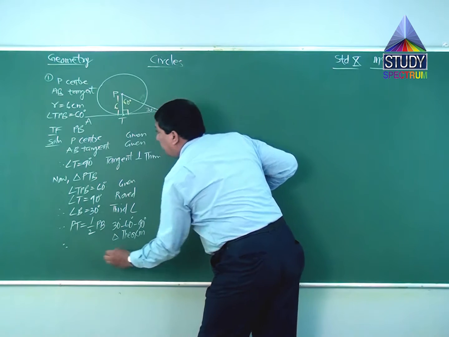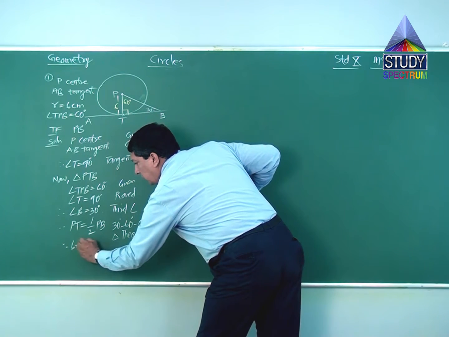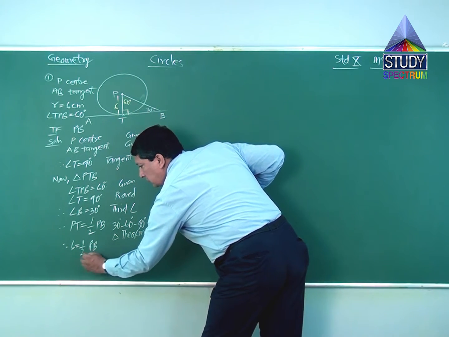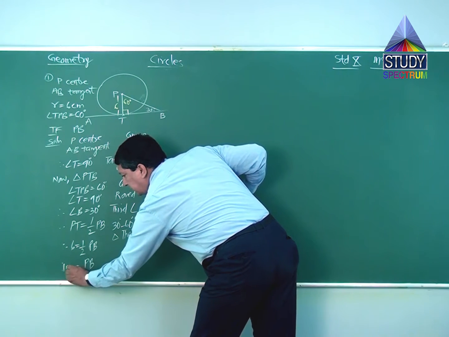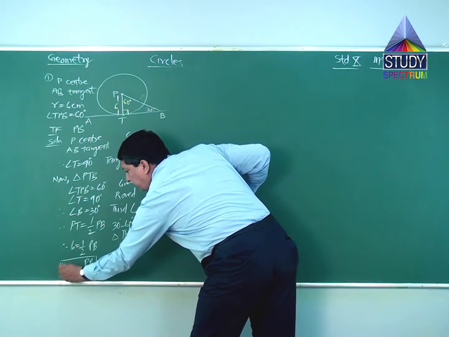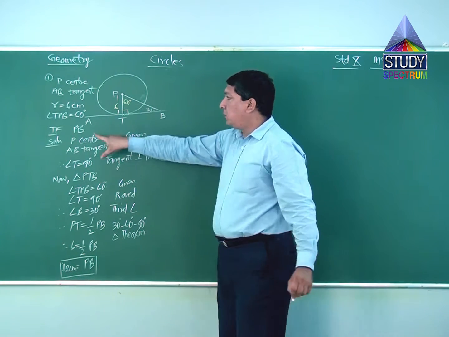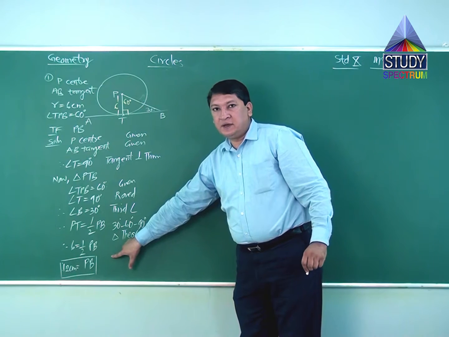Therefore, we can write 6 is equal to half of PB. Therefore, PB becomes 6 into 2, that is 12 centimeter. This is what we were looking for. We wanted PB only. So PB we got as 12 centimeter.